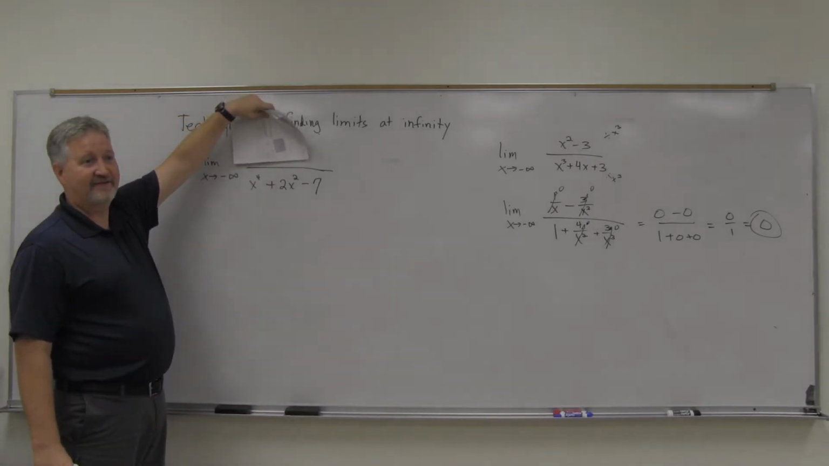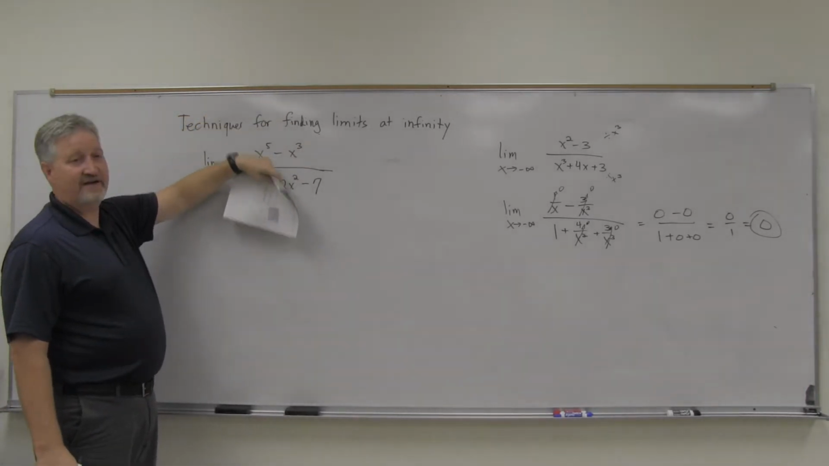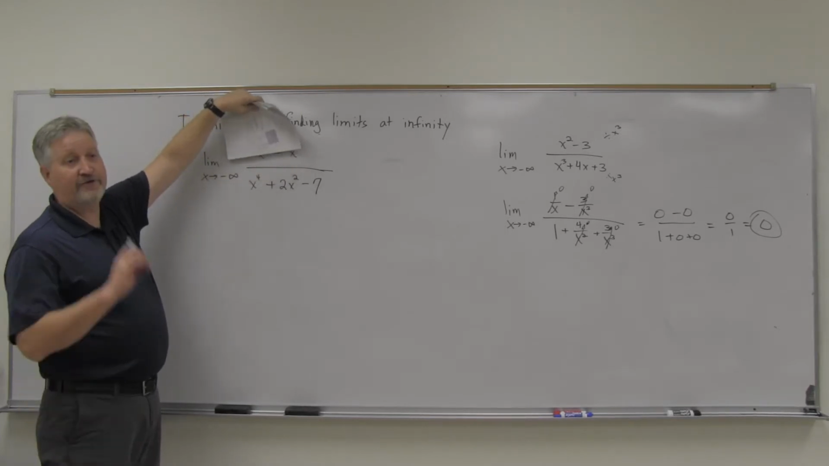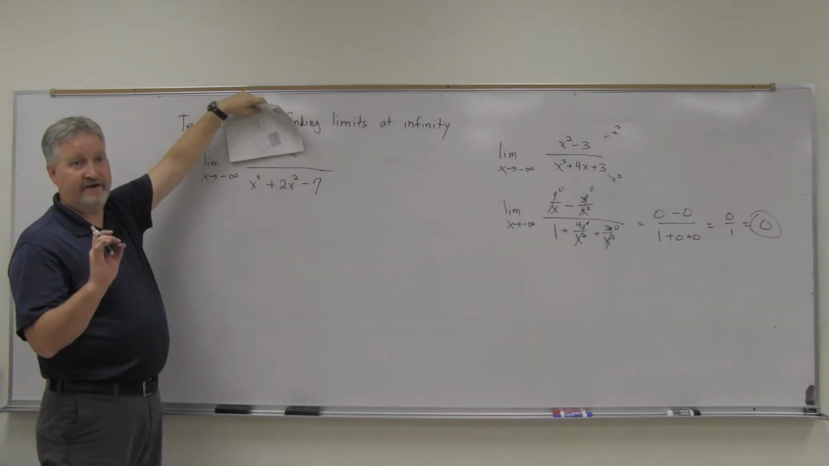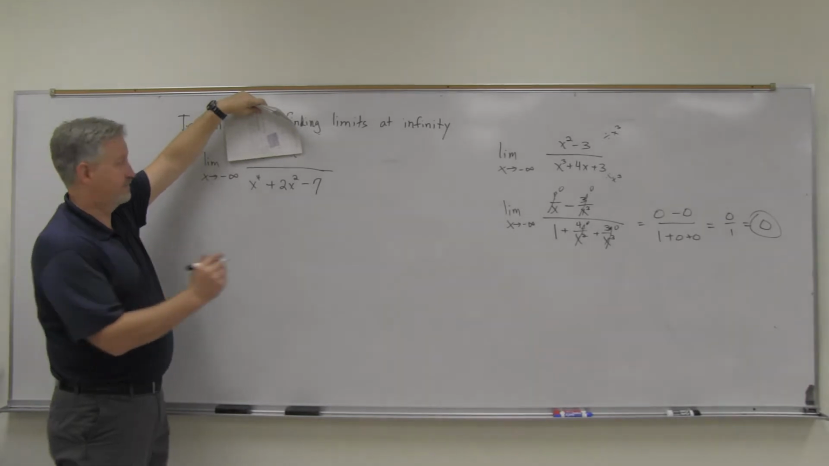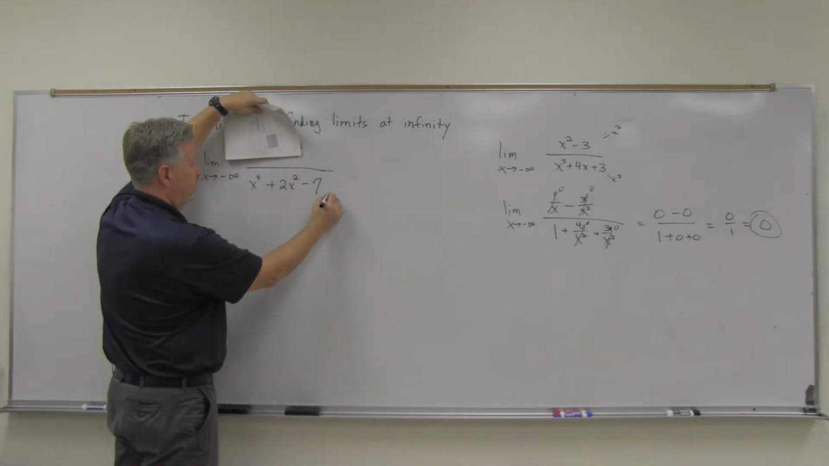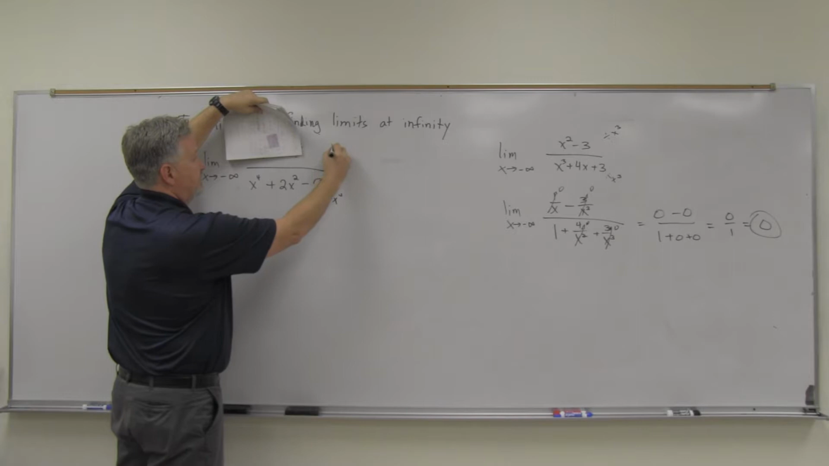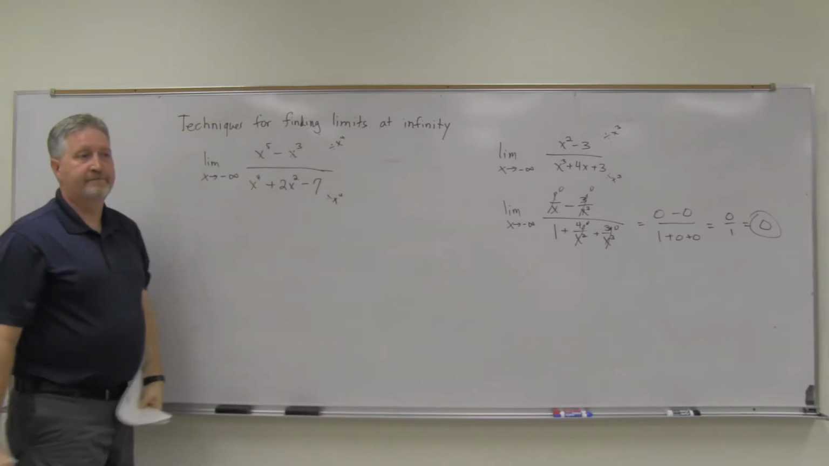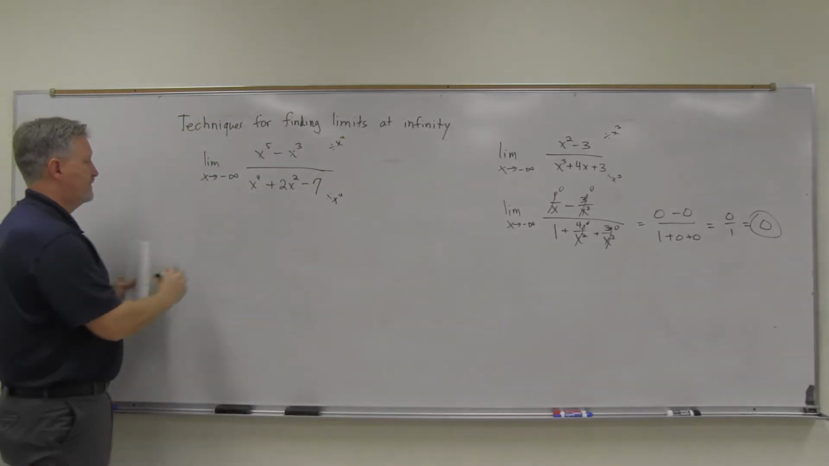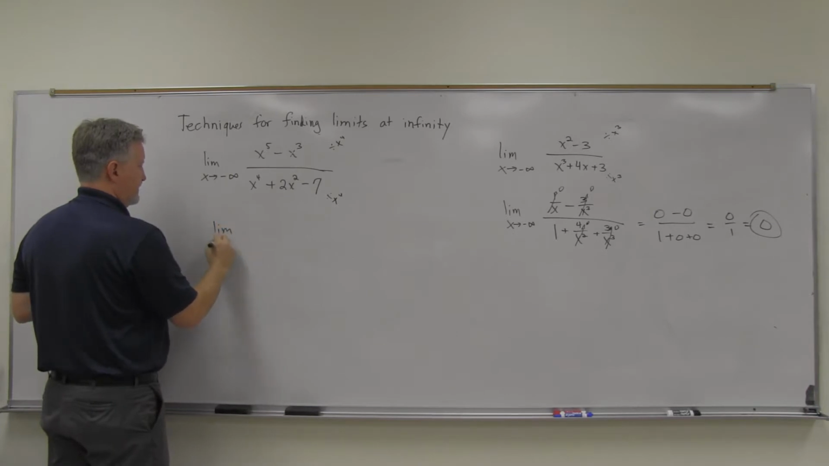x to the 4th. There's a larger power of x on top, but with this technique, you only do the largest power in the denominator. Okay? So I'm going to divide by x to the 4th here. Even though there's a larger power in the numerator, I still just divide by x to the 4th. So that's the limit as x goes to negative infinity.